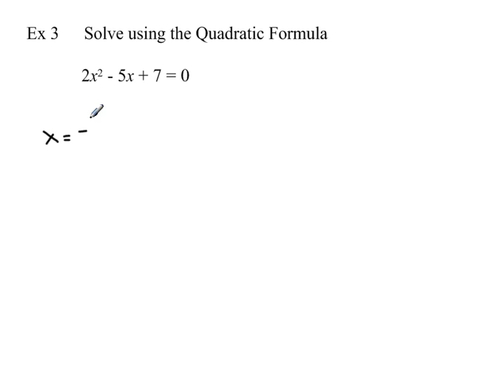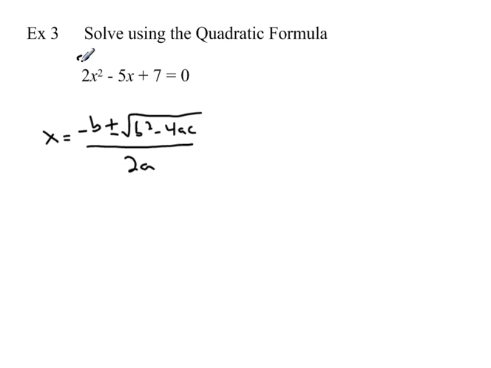X equals -b plus or minus the square root of b squared minus 4ac all over 2a. Yes, thank you, thank you, thank you very much.